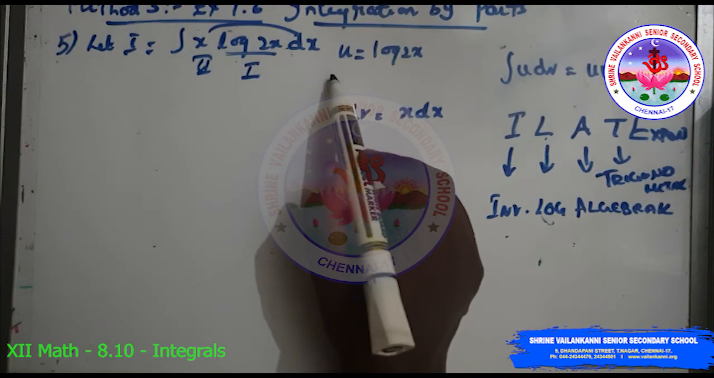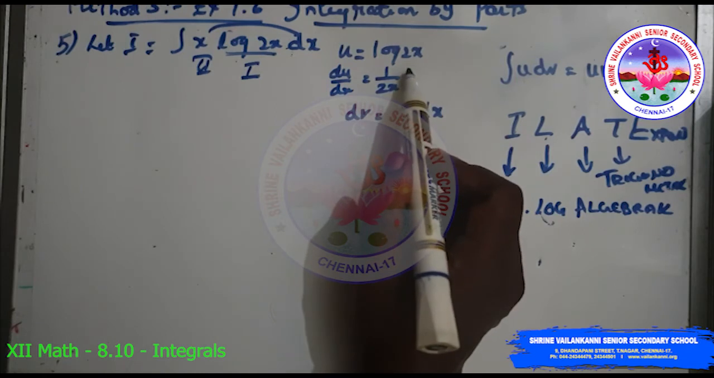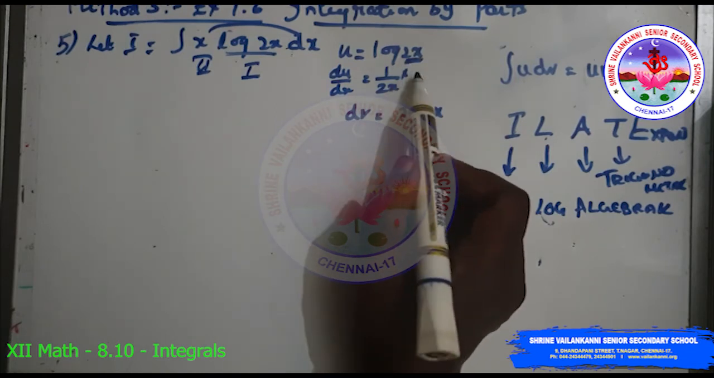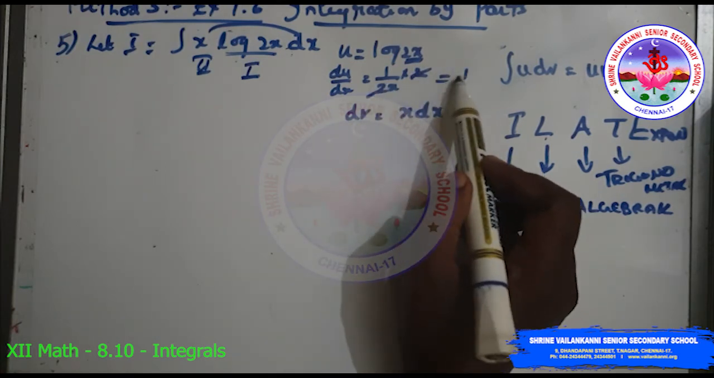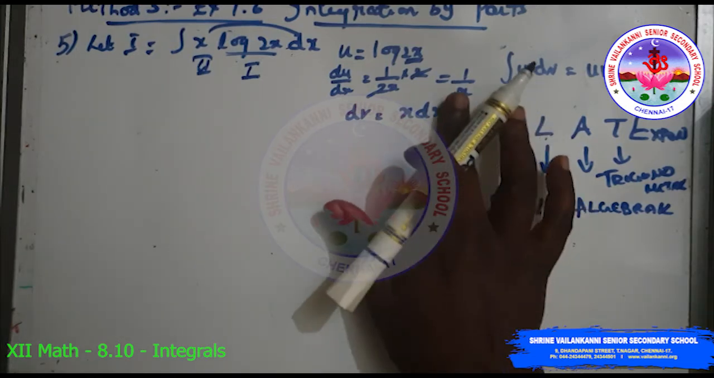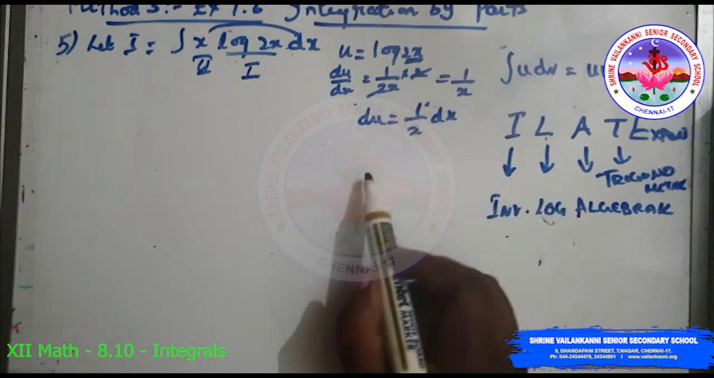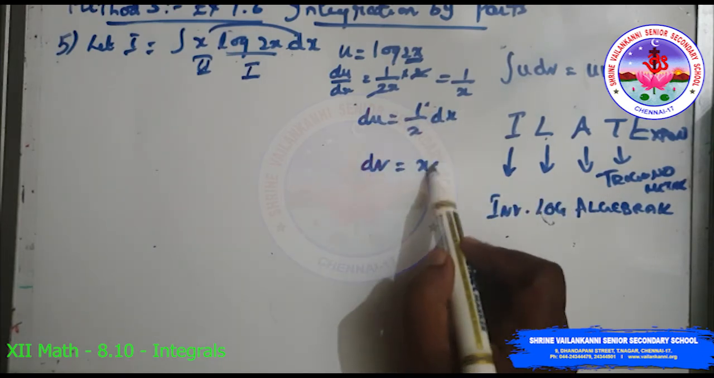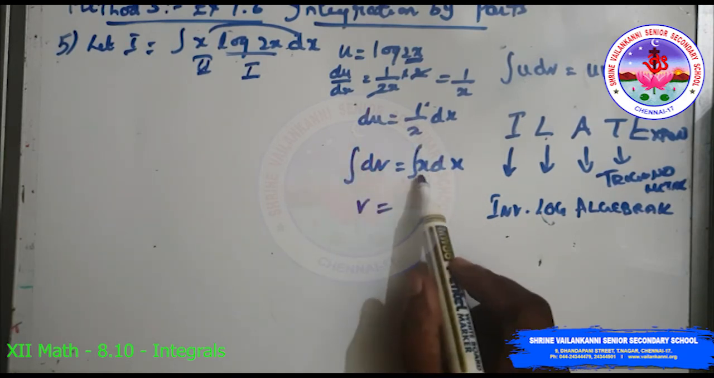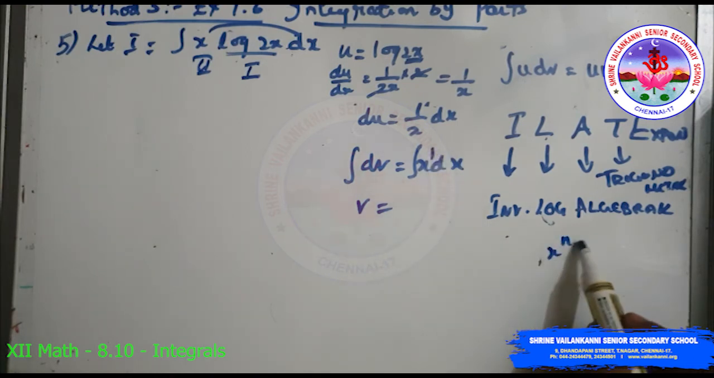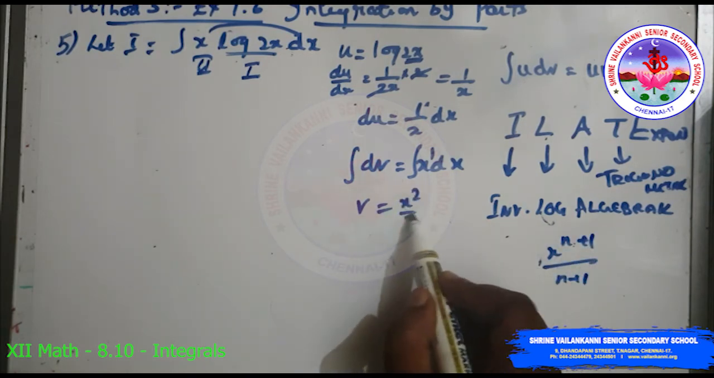So differentiating u, du by dx is equal to 1 by 2x, using chain rule, differentiating this, we get 2. So 2 and 2 will get cancelled. So we get 1 by x. Otherwise, du is 1 by x dx. Now we have dv as x dx. Integrating both the sides, we get v equal to, using the formula, x power n plus 1 by n plus 1. So 1 plus 1, x square by 2. So v equal to x square by 2.